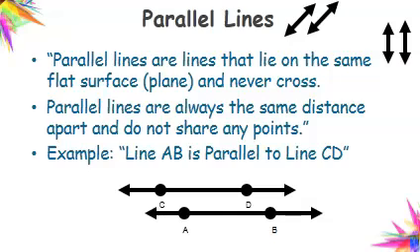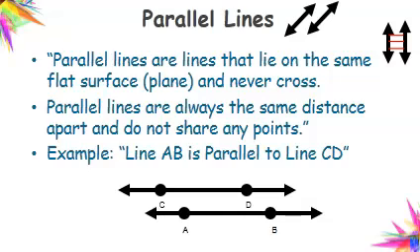So they never cross each other. Parallel lines are always the same distance apart and do not share any point in common. So if you look here at the distance here, it's the same as the distance here. It's the same as the distance here. So the distance never changes, because if it changes, they are going to be intersecting lines.